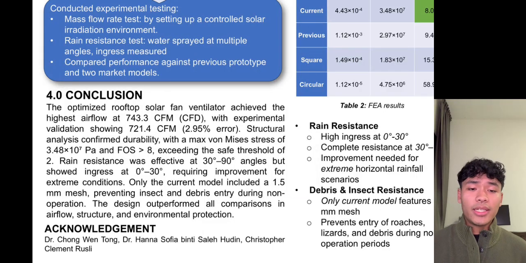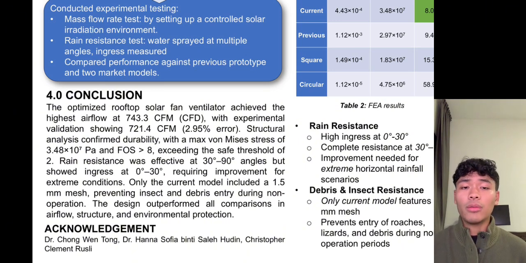So for the rain and insect resistance test, the rain resistance test was conducted by spraying 6 liters of water at angles ranging from 0 degrees to 90 degrees from horizontal. The ventilator showed complete resistance at angles from 30 degrees to 90 degrees. At 30 degrees, the ingress was 3.7% and it increased up to 14.7% at a 0 degree horizontal spray. This highlights the need for improvement in vent geometry for extreme wind-driven rain scenarios.